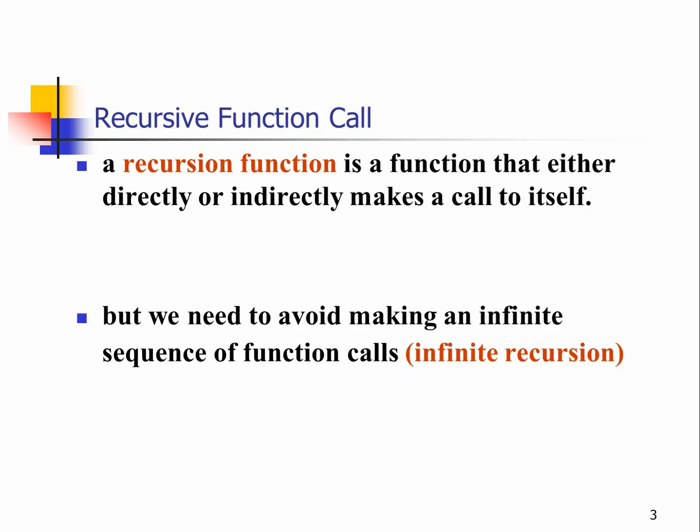Since the function is calling itself, we need to prevent causing an infinite loop. So basically what we call in recursion is an infinite recursion. We need to make sure that it will keep calling itself until a certain stage at which you will stop. Just like our loop, the loop will give you a loop condition. So basically it will keep looping until the loop condition is false.